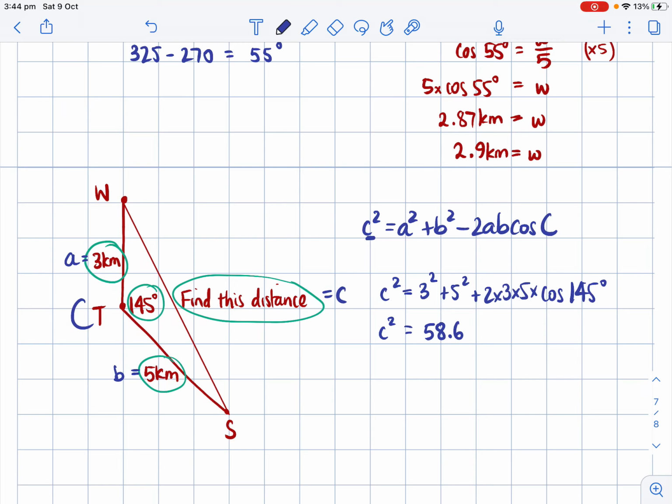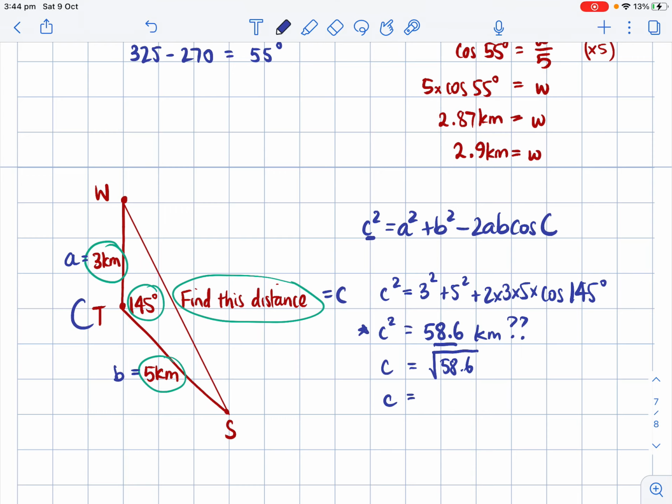And I think, hang on, I've got 3 kilometres and 5 kilometres. Does that seem like a logical answer? Would 58.6 kilometres make sense? Doesn't make sense for my diagram. And that's where, again, notation, I've got the squared. Let's get rid of the squared by taking the square root.